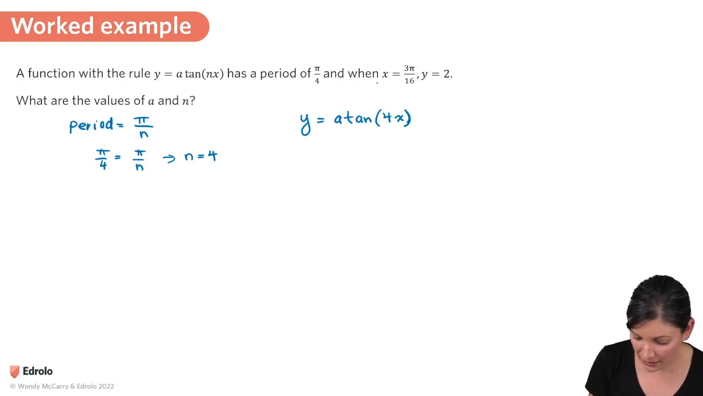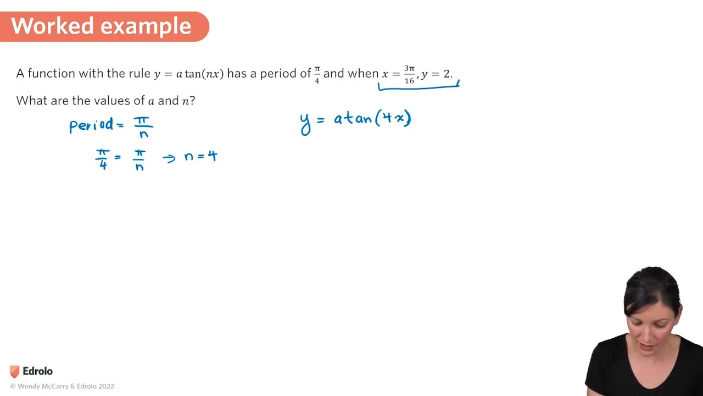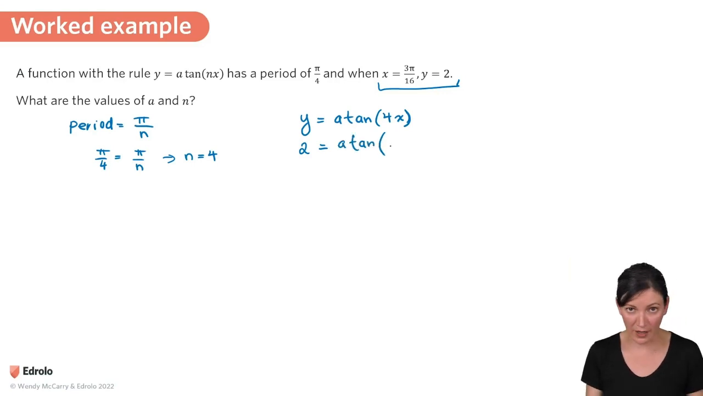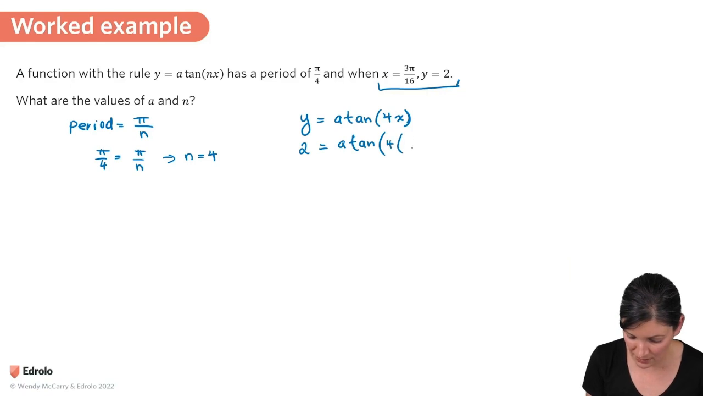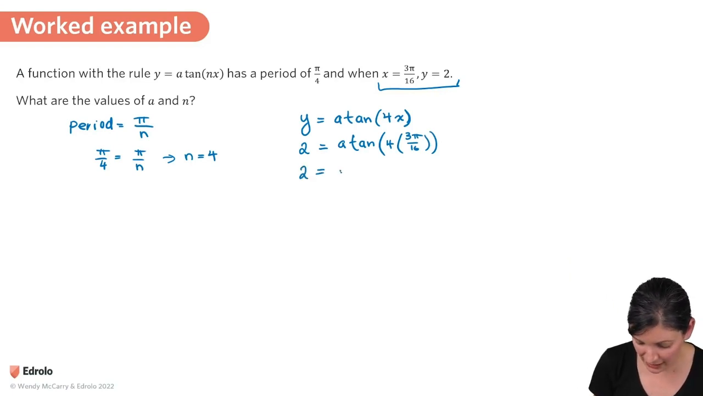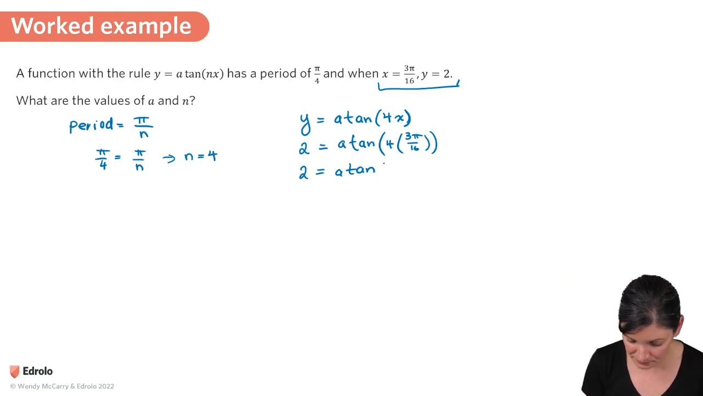So now we can sub in this information here for x and y. I'm going to sub in y equals 2, and then I've got a tan of 4x, so 4 times 3 pi on 16. Then I can simplify that and solve for a. So 2 equals a tan. 4 times 3 pi is 12 pi, so we would have 12 pi on 16, or 3 pi on 4.